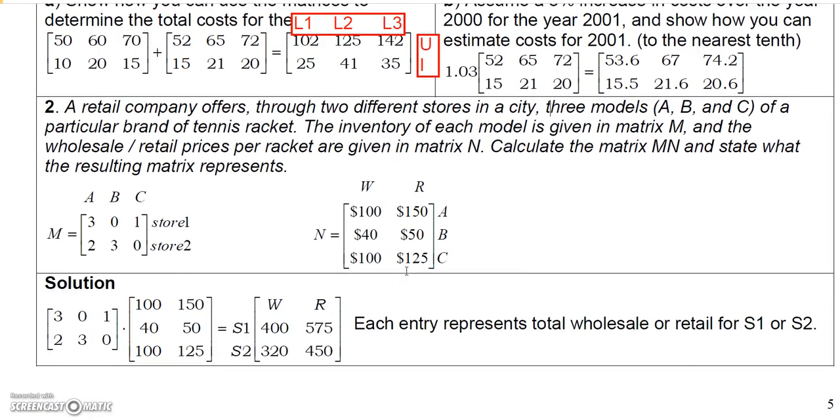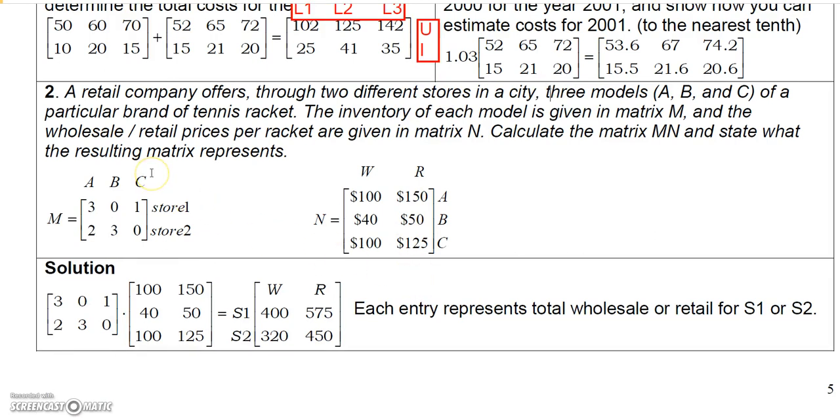Alright, I've only got one other problem here. In this problem, we have two matrices. Matrix M tells me how many model A I have of an item. So I have 3 model A's in store 1, and then I have no model B's in store 1, and I have 1 model C in store 1. And then in store 2 I have 2 model A's, 3 model B's, and no model C's.